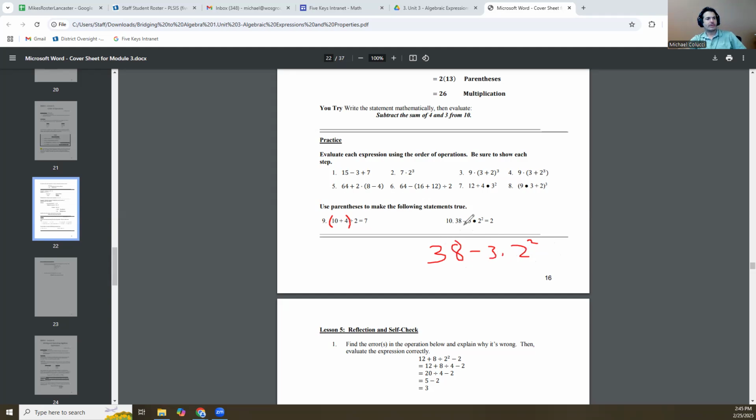So what's 38 minus what is equal to 2? Well, you might have said 36 needs to go in there, right? Well, 3 times 2 is 6, and 6 to the second power is 36. So if I put the parentheses right there, I'll get my answer. Okay, that's how those work.